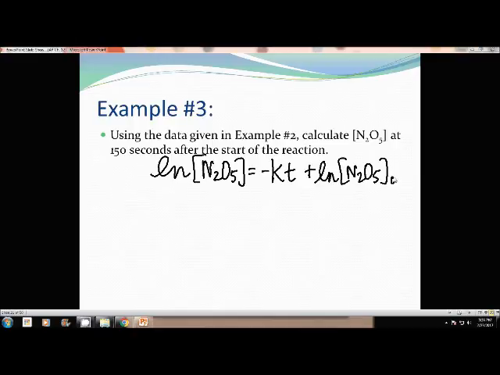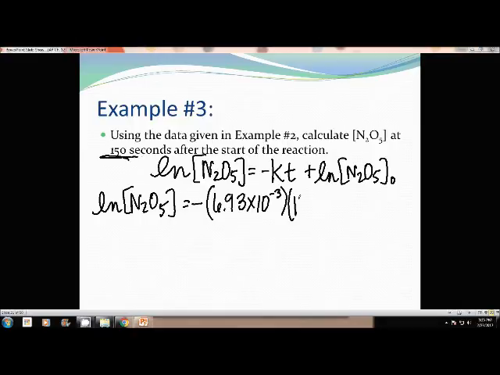Okay, well, I know I can plug some stuff in. I don't know anything about the concentration. That's what I'm solving for. I'm going to have to keep that for now, exactly how it is. I just solved for the k value, 6.93 times 10 to the negative third. I'm going to take that times my time that I have, which is 150 seconds from the problem, plus the natural log of the initial concentration. Well, if you look back in example 2 at the table, when time equals 0, that's the initial concentration. So that would be 0.1, and they have a couple zeros for sig figs after.